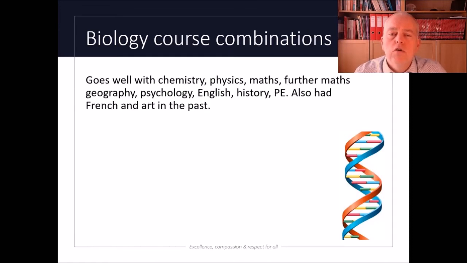What does this course particularly go well with? Quite a variety. Obviously the usual science combinations: chemistry, physics, maths and further maths. We have students that have taken geography, psychology, English, history, PE. We've had students doing French, art. It goes with a lot of different subjects. So it's often seen as a kind of a science A-level that many students want to take a science, but they're not sure which one to take. It does kind of go with many of the subjects quite well.